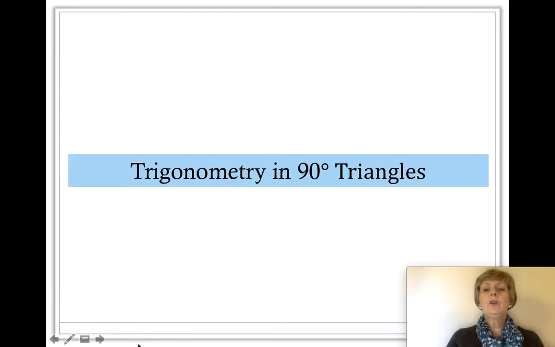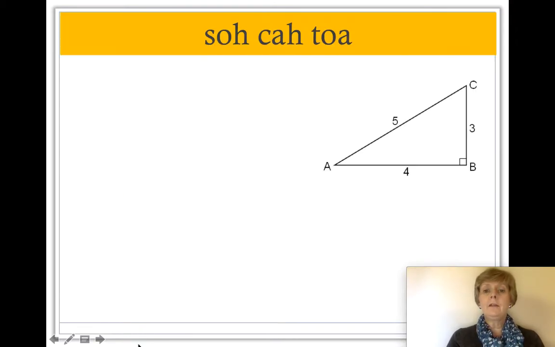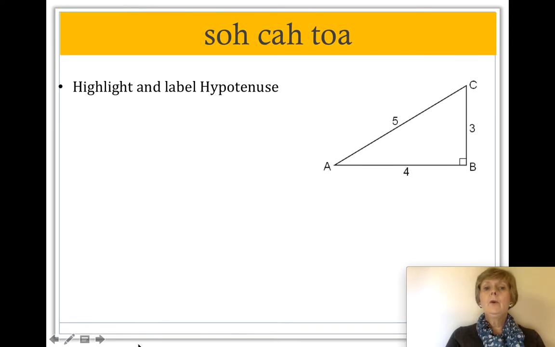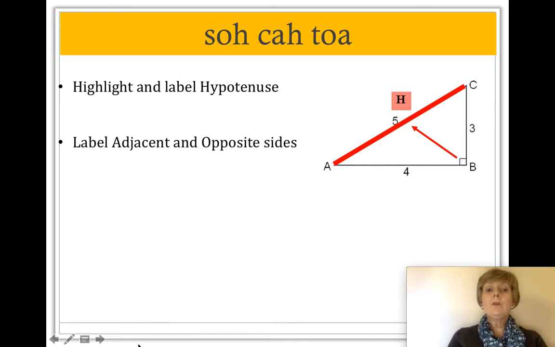Let's revise trigonometry in 90-degree triangles. We always highlight and label the hypotenuse first. This is the side opposite the 90-degree angle and will also always be the longest side. We then label the adjacent and opposite sides.